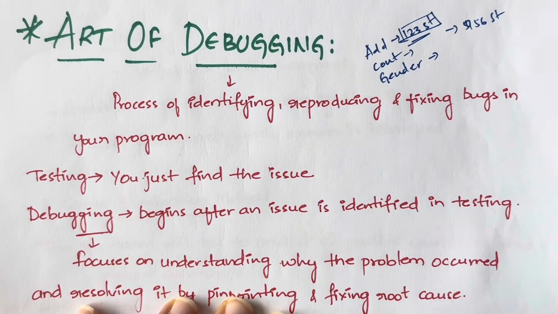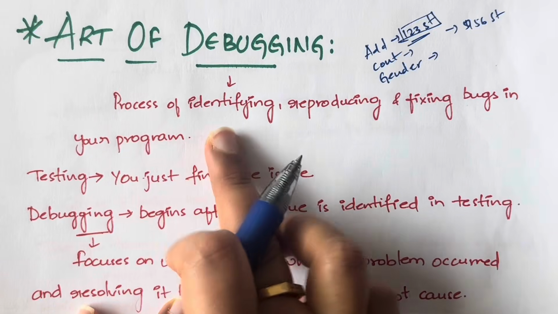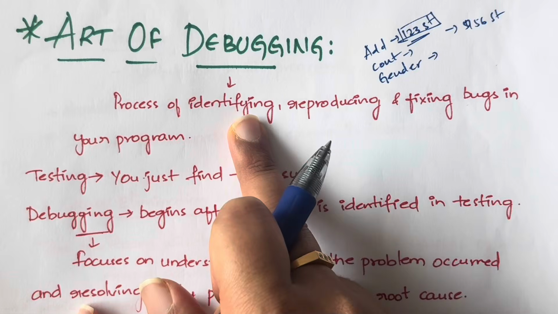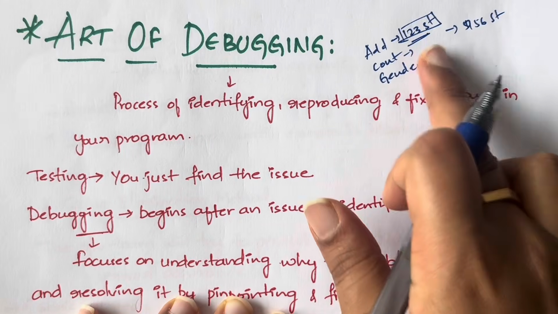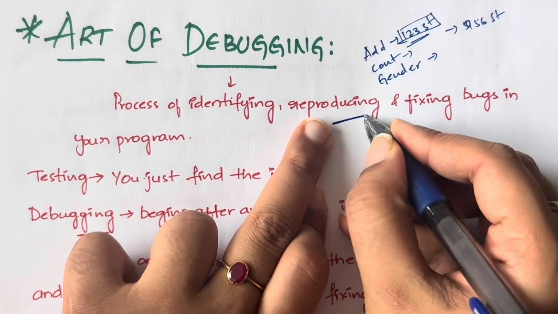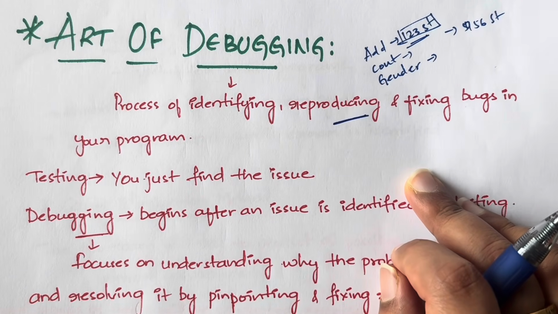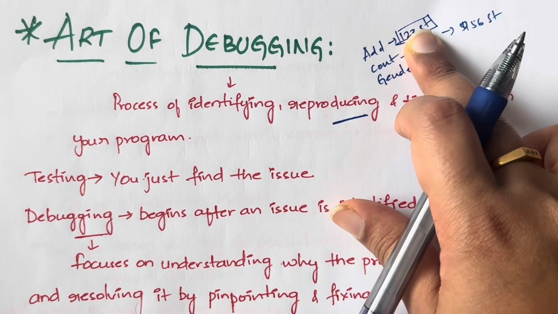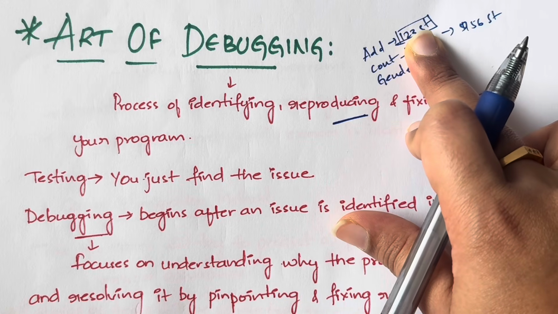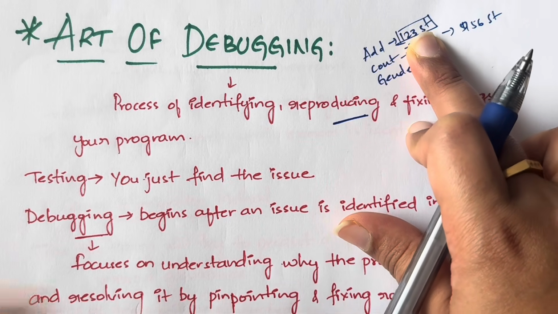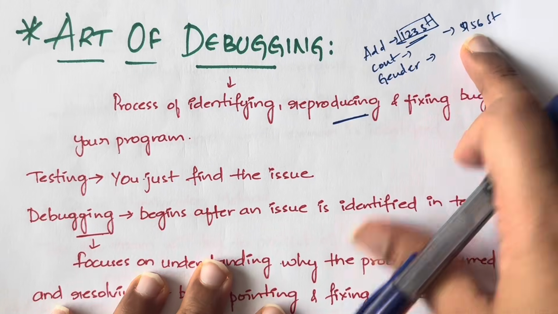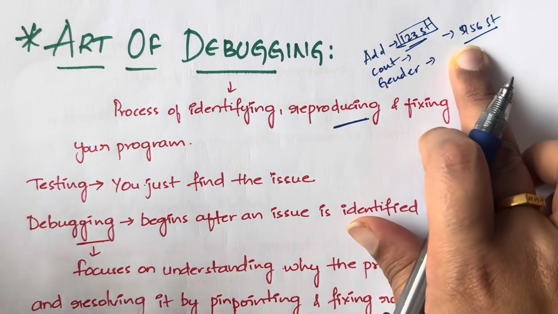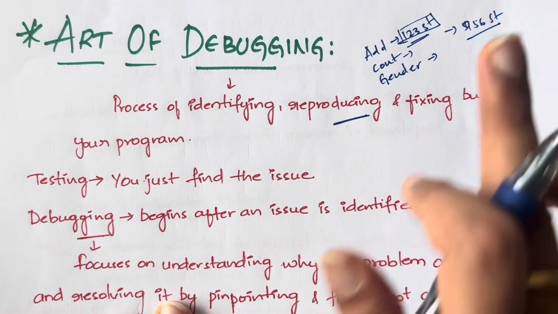Okay, let's get into the theory part of this. It's a process of identifying, reproducing, and fixing the bugs in your program. So first, you will identify which part of your code is creating the problem. Then you will try to reproduce it, so that you are doing it from your end. What do you mean by reproducing it? You're trying to do the same thing again, so that you will understand what all things are affecting this, and then you will fix it. What could be the problem? One problem could be maybe your database is failing, or maybe your front end is failing, or whatever it is. So you will try to fix that problem.